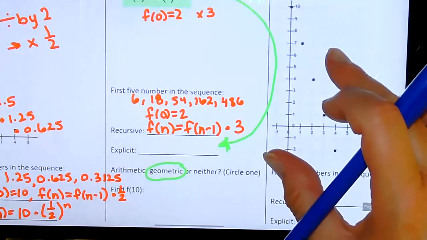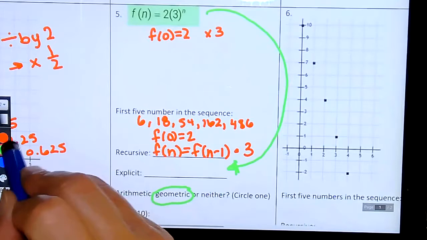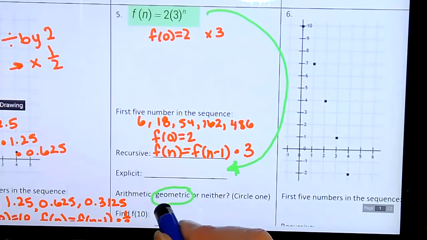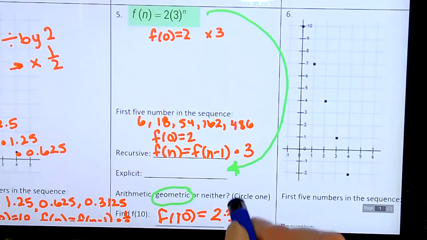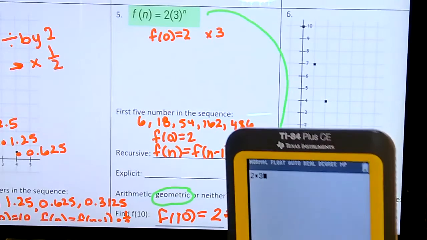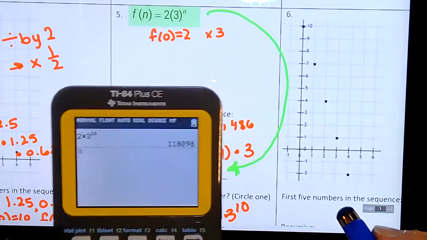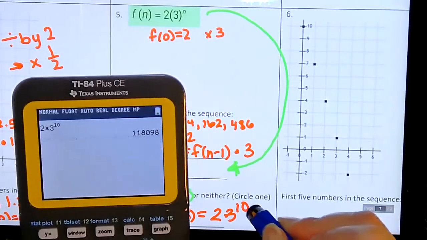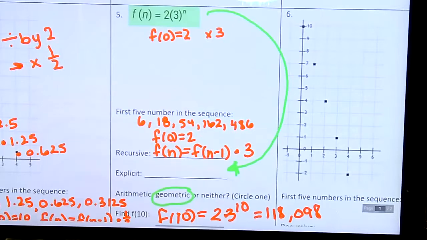And then the last thing on this particular problem is we're going to be putting in a 10 here. So I'm going to be doing f of 10 is equal to 2 times 3 to the power 10. And I'm going to put that in my calculator. 2 times 3 to the power 10. And I get 118,098.